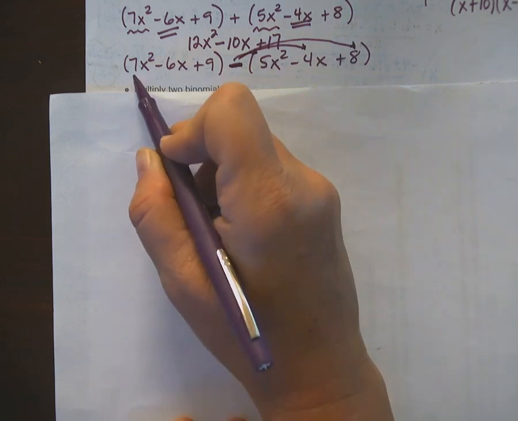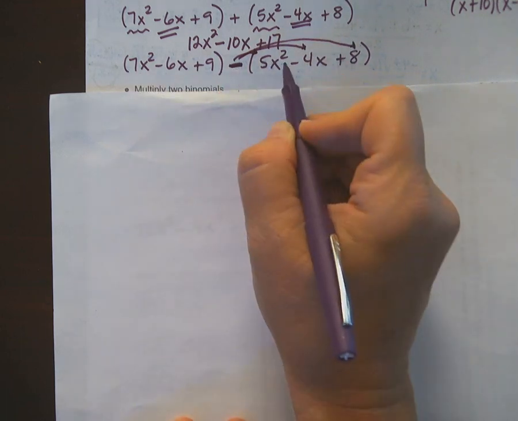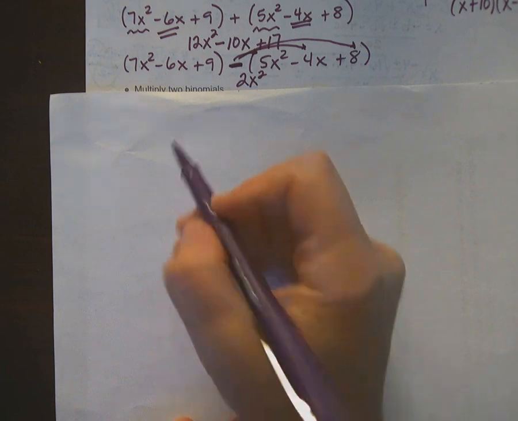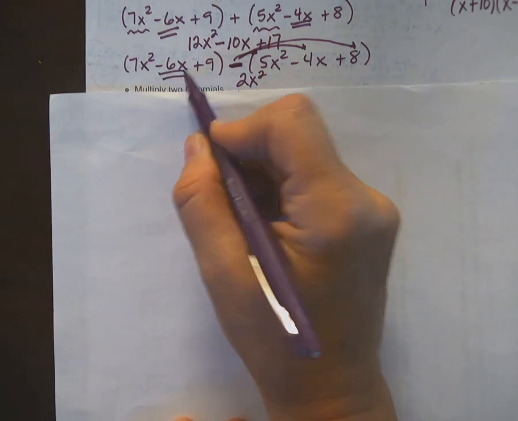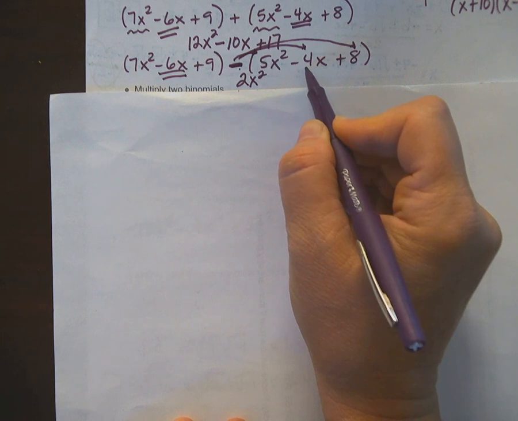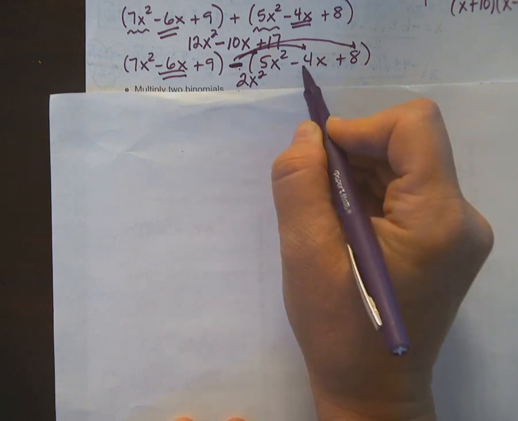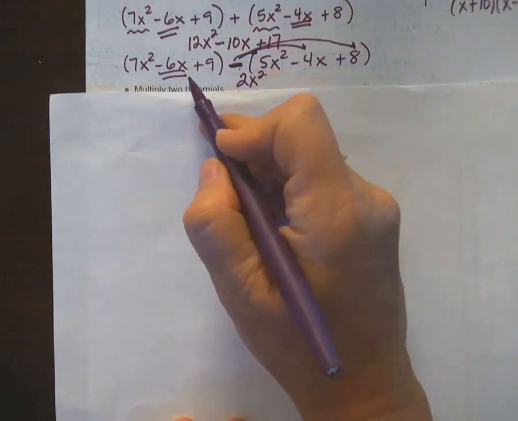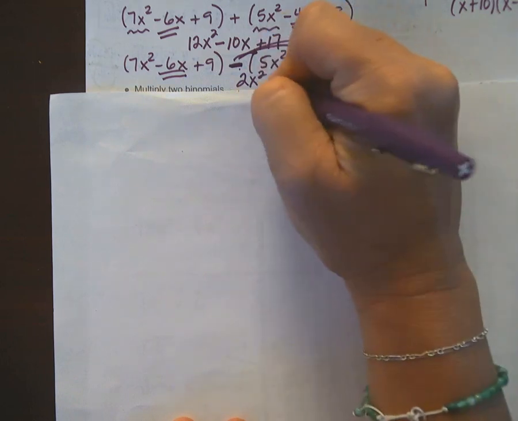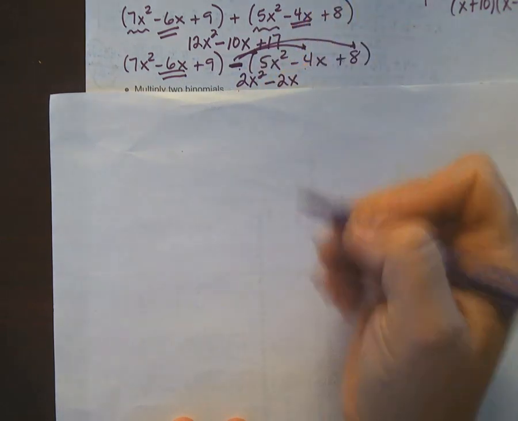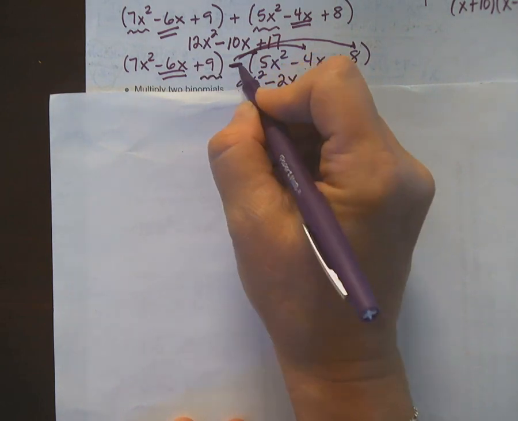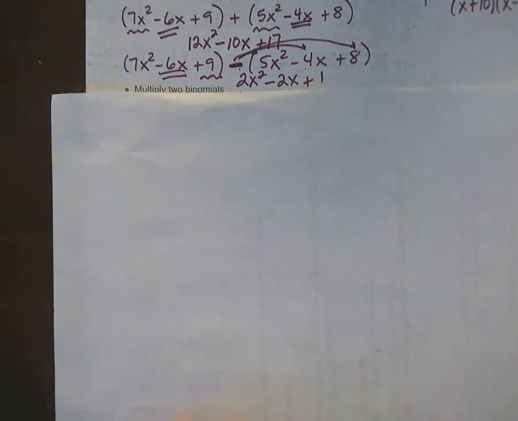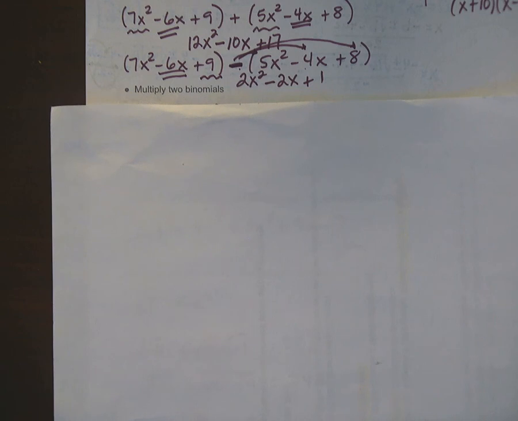So we do this again. 7x squared minus 5x squared. And that's going to give us 2x squared. Then we do negative 6x minus a negative 4x. Well, remember, subtracting a negative makes it positive 4x. So negative 6x plus 4x is negative 2x. We do the same thing. We have positive 9 minus positive 8. 9 minus 8 is 1. That's the difference between adding and subtracting.